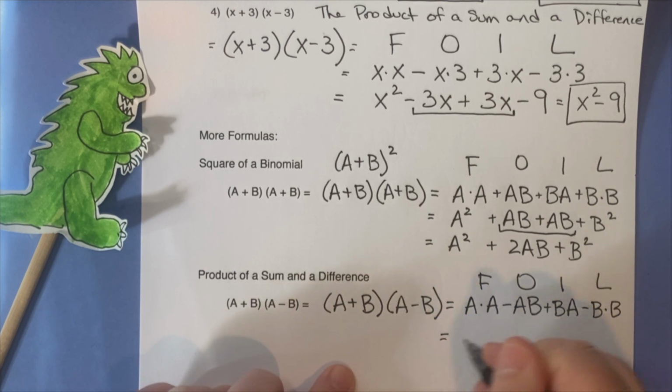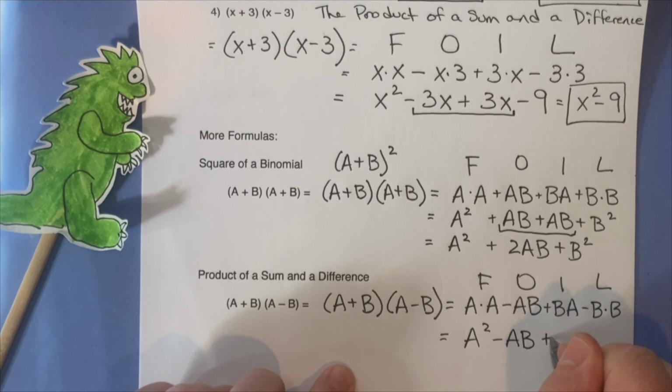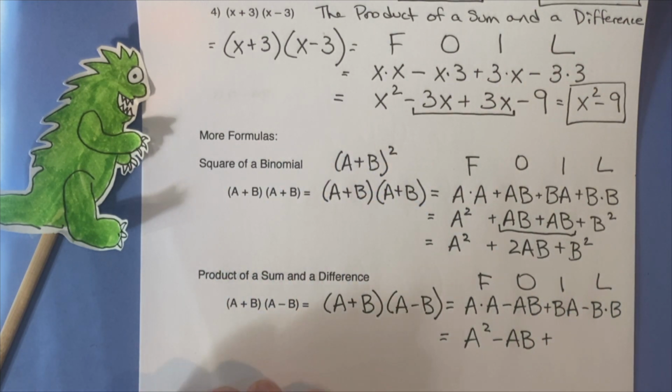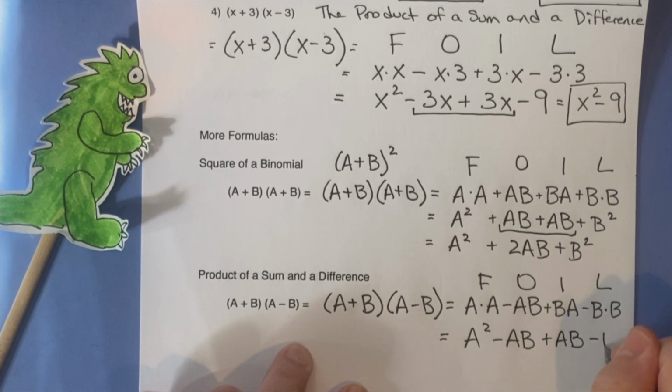So I get A squared minus AB plus, now I've got BA, but I can use that commutative property of multiplication to write it as AB minus B squared.